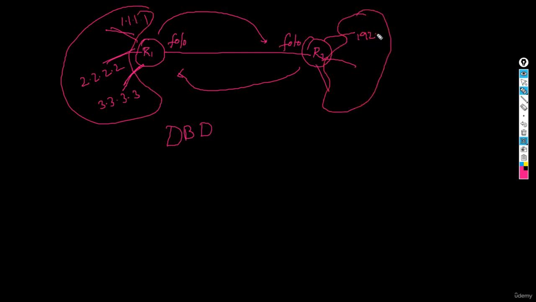Maybe he has some other network here, like 10.10.10.10 or 20.20.20.20. So this guy will send a DBD to this guy, and they will compare. What will they check? They will check, do we have this information or not? In which packet will they do this? In the DBD, the database description packet.